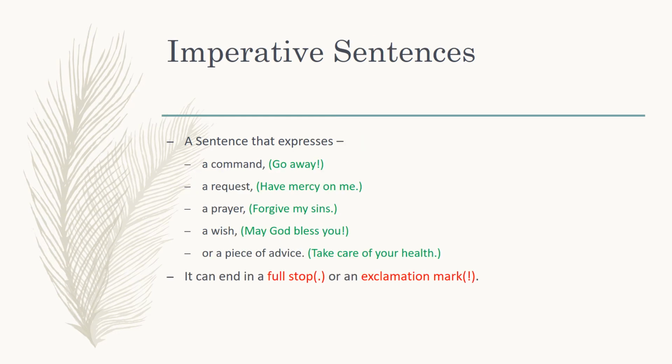Again we have the imperative sentence. It is a sentence that expresses a command, like go away. When we say that, it is a command. We are asking someone to go away. So that is an imperative sentence. Again we have a request, like have mercy on me. When we say to someone have mercy on me, it is a request. And then we have a prayer, like forgive my sins. We are asking God, forgive my sins.